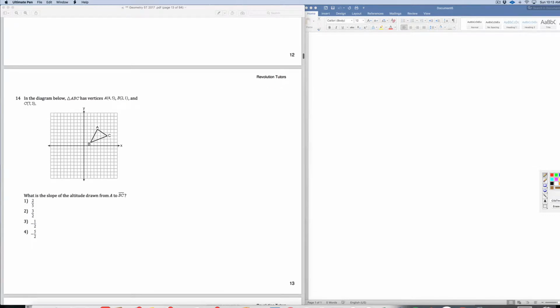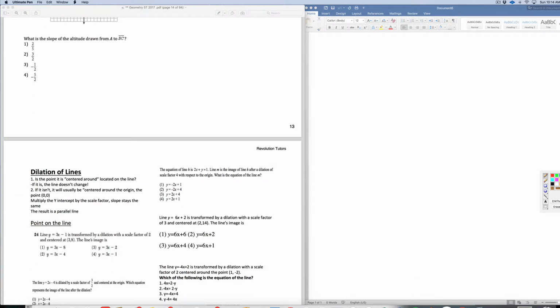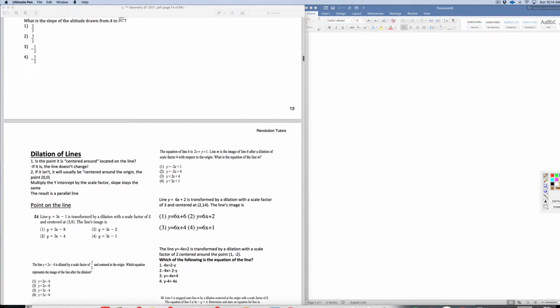14. What is the slope of the altitude drawn from A to BC? So again, the altitude is going to be perpendicular, not a bisector though. So it's just a perpendicular slope. I'm struggling to draw it, but it's just a perpendicular slope to BC. You take the slope of BC. This one is easier. The order's a little bit off here. I didn't reorder this, but yeah, it's not too hard. Rick, you good? Yeah, it's just -5 over 3.